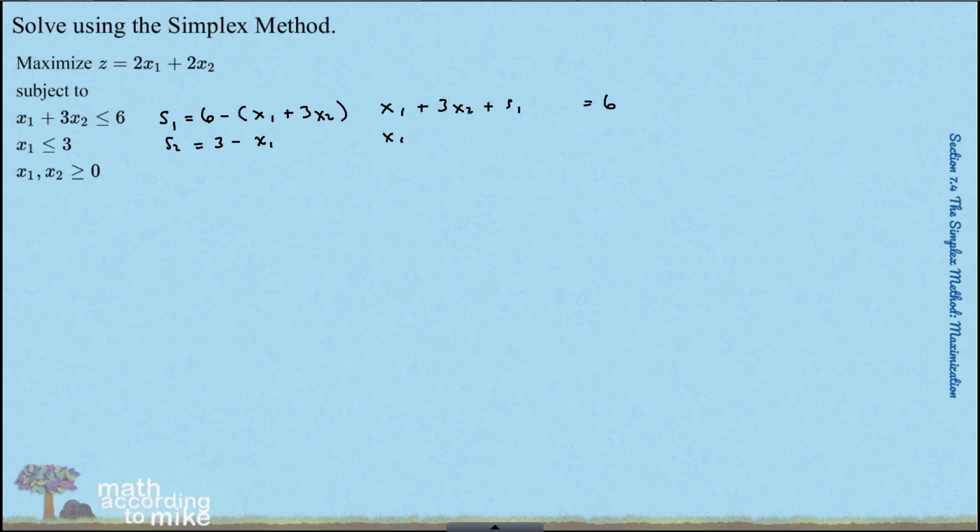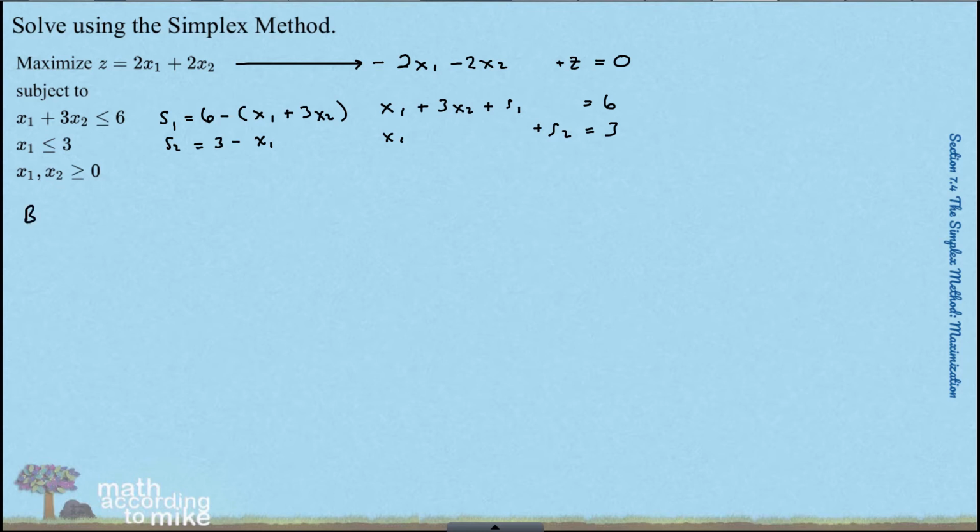The gaps are intentional. And then also, if we brought everything over to the z side in the objective function, we would get negative 2x1 minus 2x2 plus z equals 0. Okay, that's the information that we need.